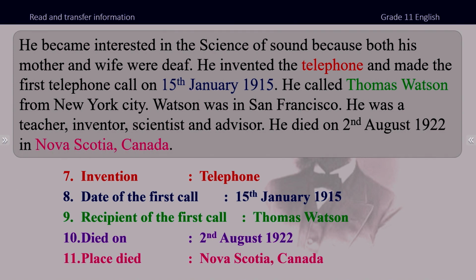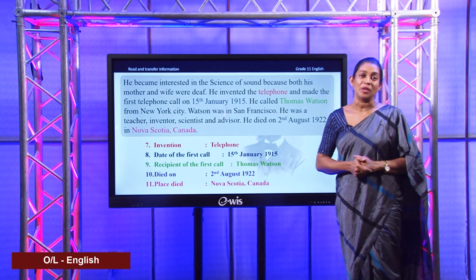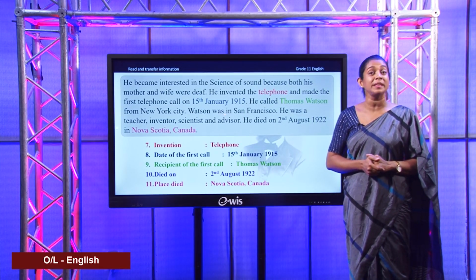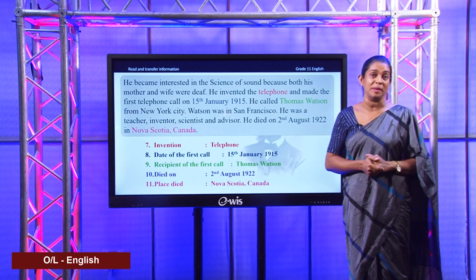The recipient of the first call, Thomas Watson. It is written in green. Number 10, he died on 2nd August 1922. The place is mentioned as Nova Scotia, Canada. Now children, I hope you have got all the answers correct. If you haven't written them correct, please write them now by looking at the paragraph.